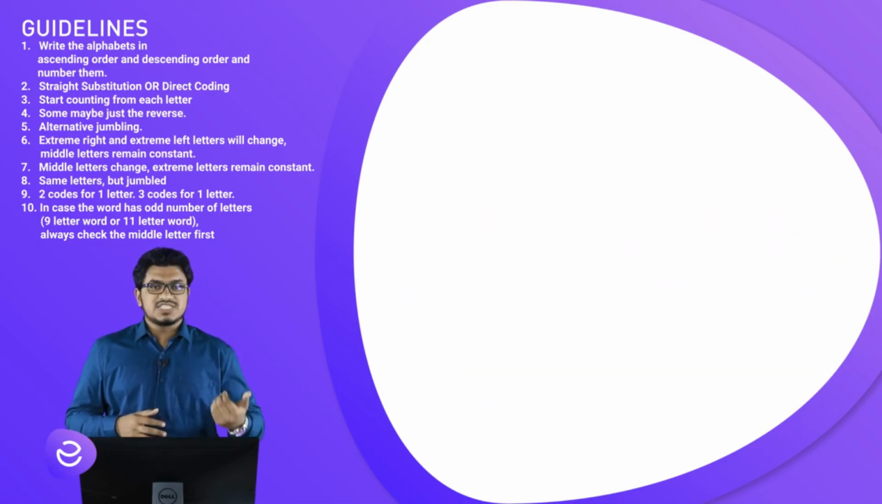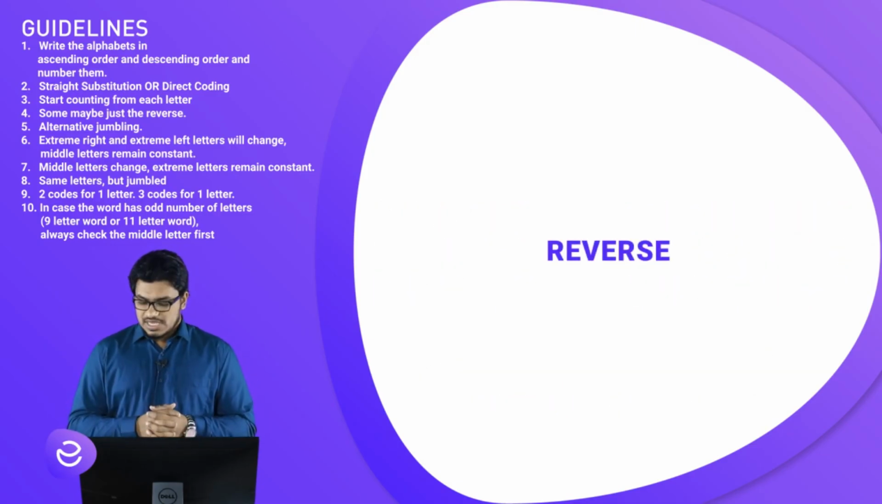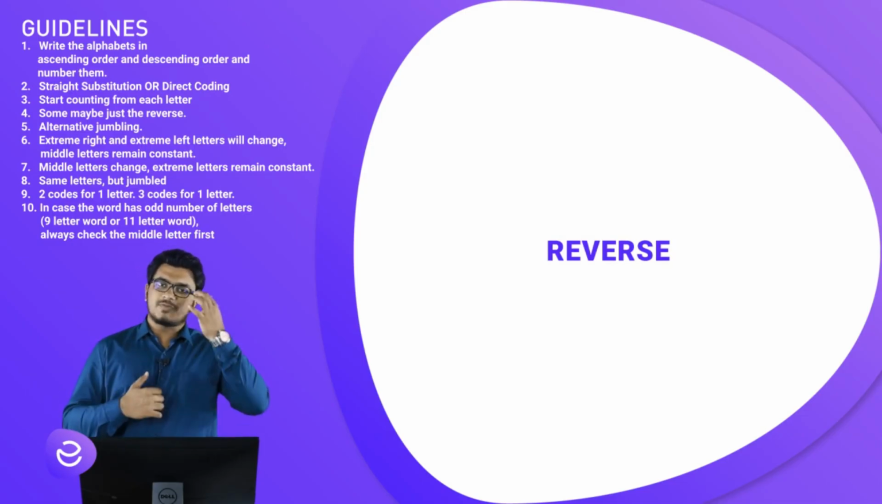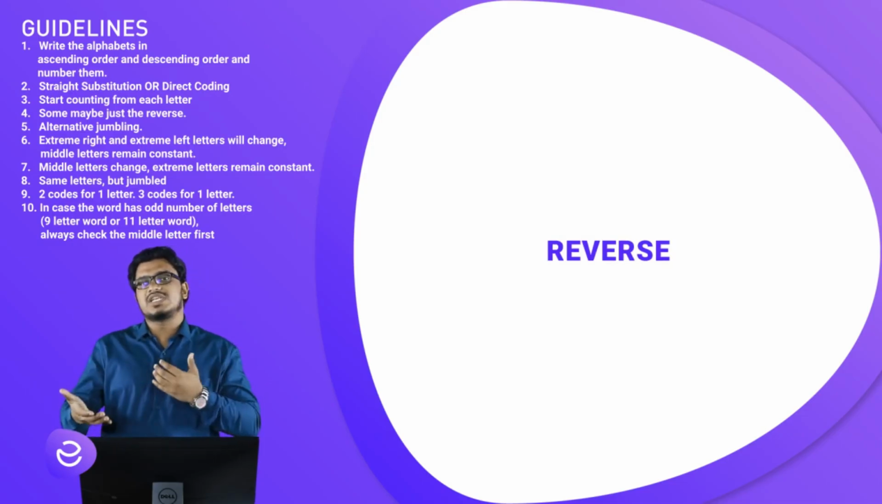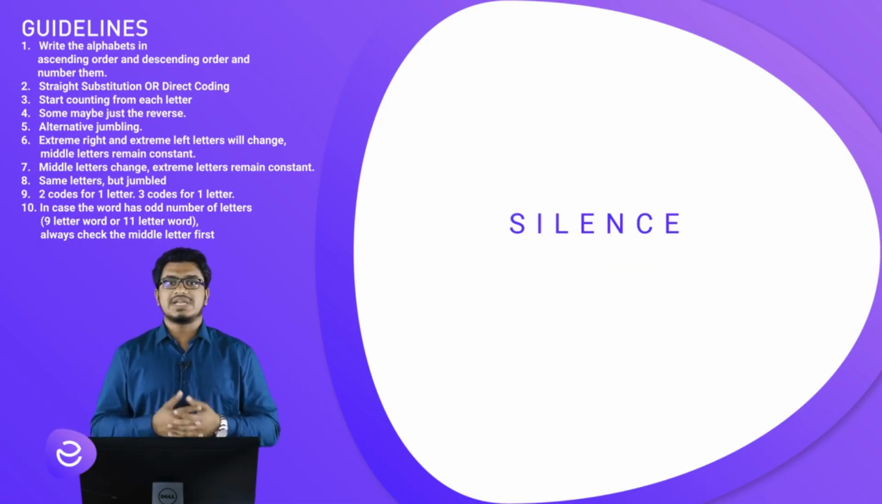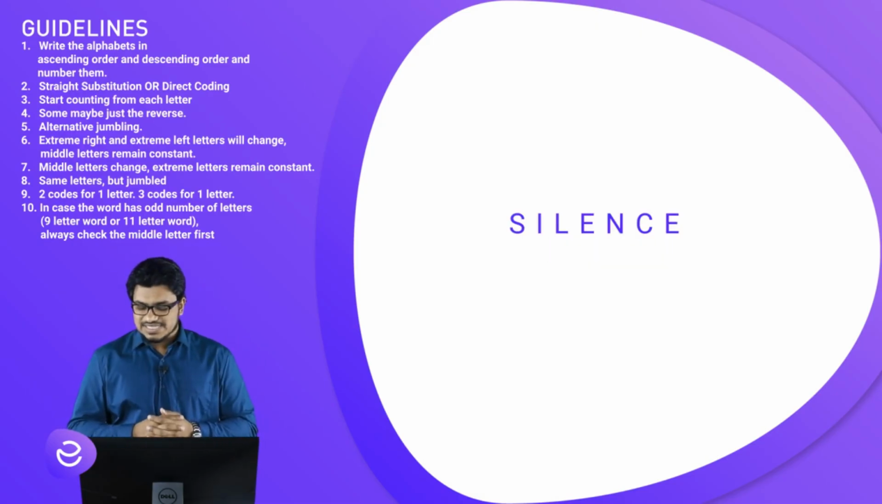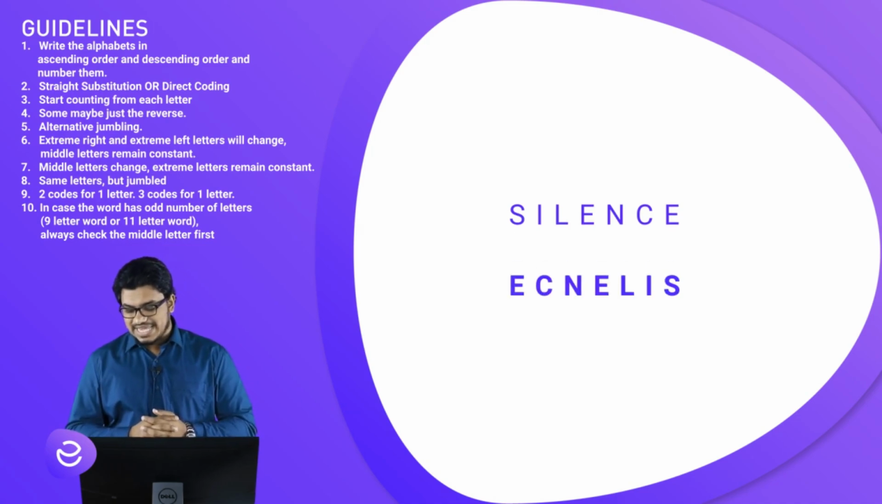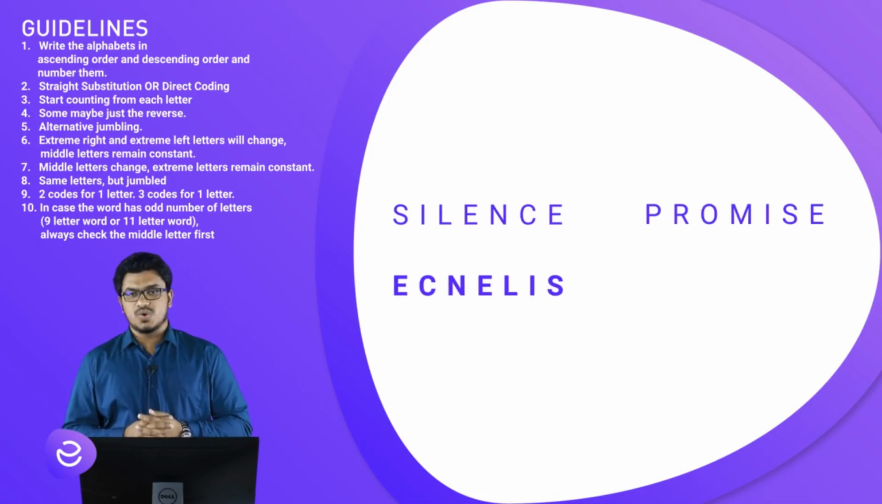Now, the next one is reverse. In some types of coding, the answer might be just the reverse of the word. For example, if SILENCE is coded as E-C-N-E-L-I-S, then what would the word PROMISE be coded as?